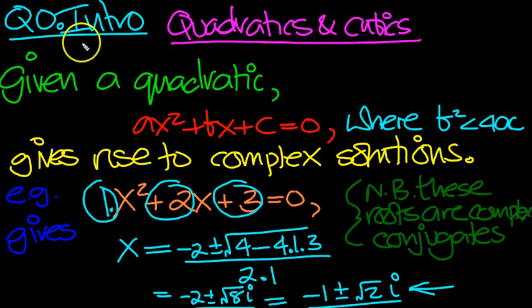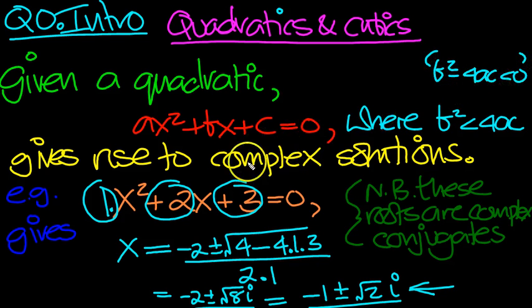Okay then guys, let's have a few words about quadratics and cubics for this little section to get us started here. If we have a quadratic of this general form, ax squared plus bx plus c equals 0, and we have this condition here, b squared is less than 4ac, or in other words the discriminant b squared minus 4ac is less than 0, then that gives rise to negative square roots, doesn't it? So we'll have complex solutions.